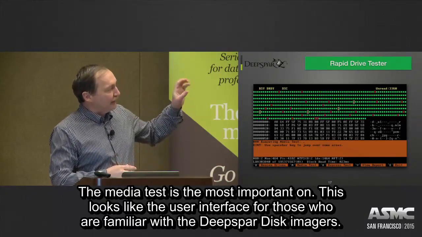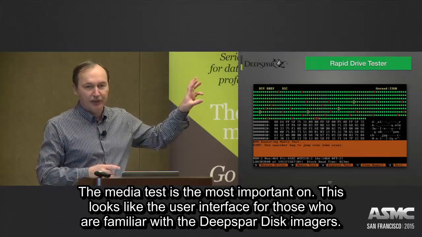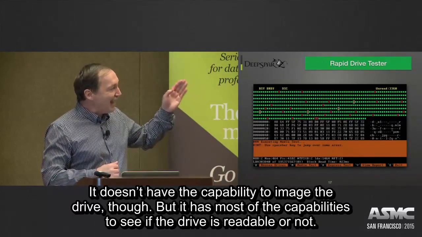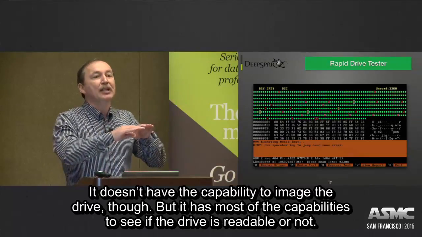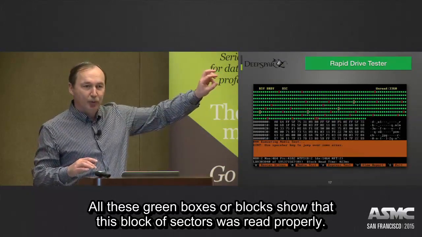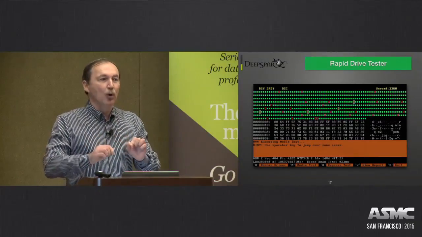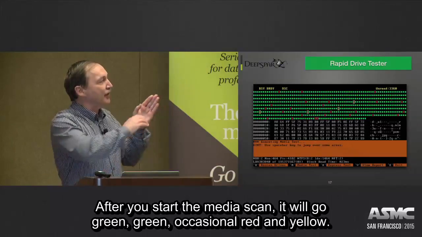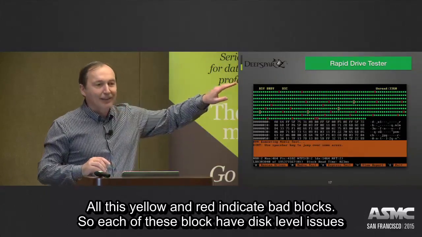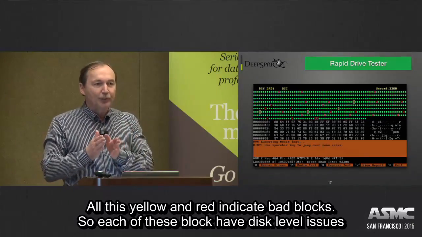This is what the user interface looks like. For those who are familiar, it looks like a DeepSpar Disk Imager. It doesn't have the capability to image the drive, though, but it has most of the capabilities to see if the drive is readable or not. All these green blocks show that this block of sectors was read properly. As soon as you start a media scan, it will be going green, green, green, maybe occasional red, occasional yellow. All these yellow and red are bad blocks, so those blocks have some kind of disk level issues.